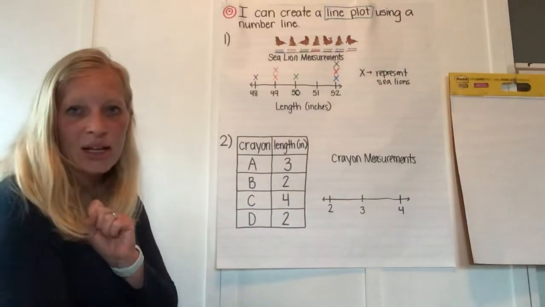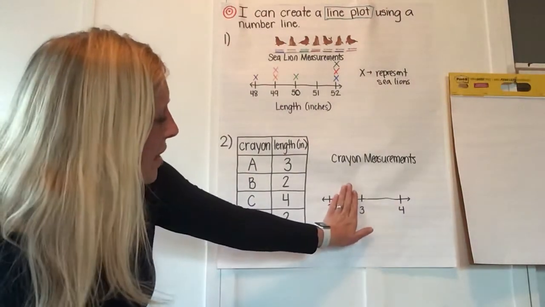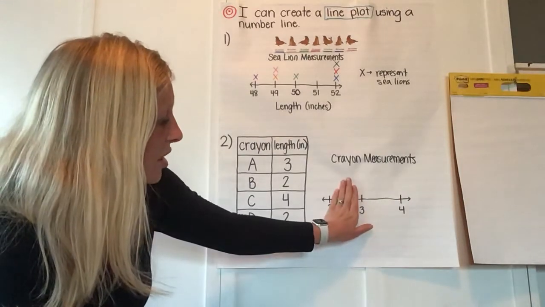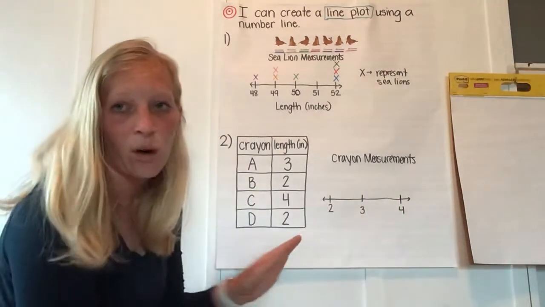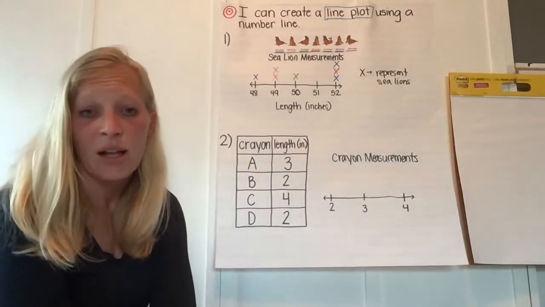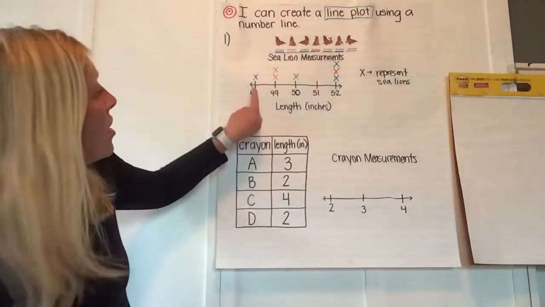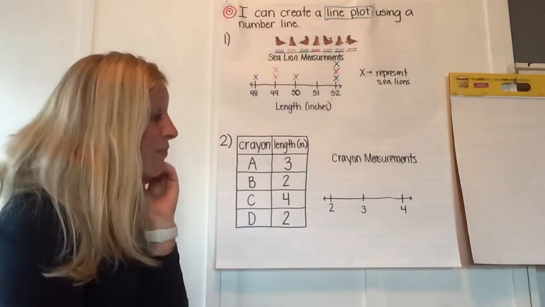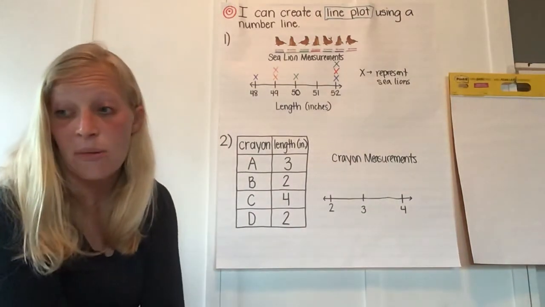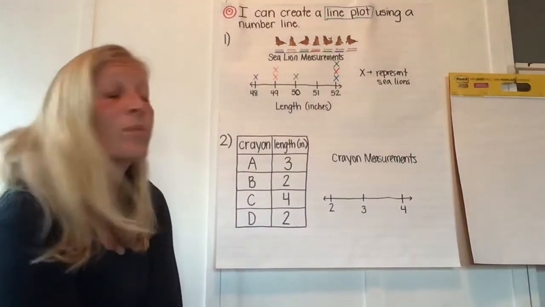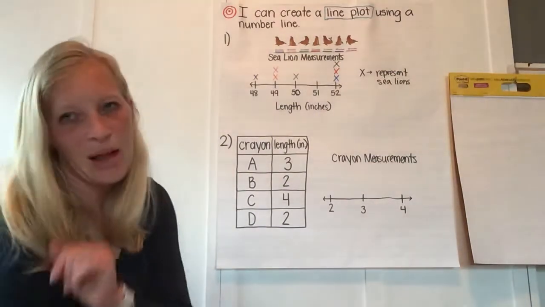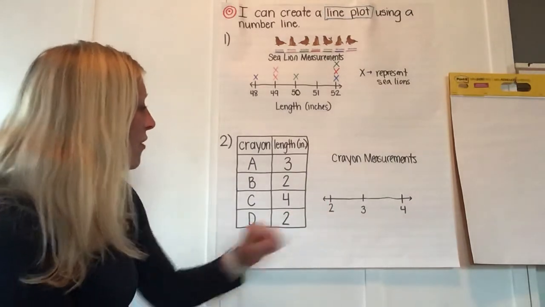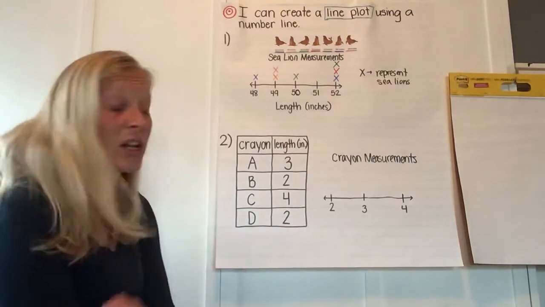Now I want you to notice I tried to evenly space these as much as possible. So my 2 and my 3 are the same amount of space away from my 3 and my 4. That's something important to know about a line plot. We want the numbers to be evenly spaced. I have my smallest and I have my biggest. This time I'm not going to use different colors. What am I going to put above my 2? Or what am I going to do first?